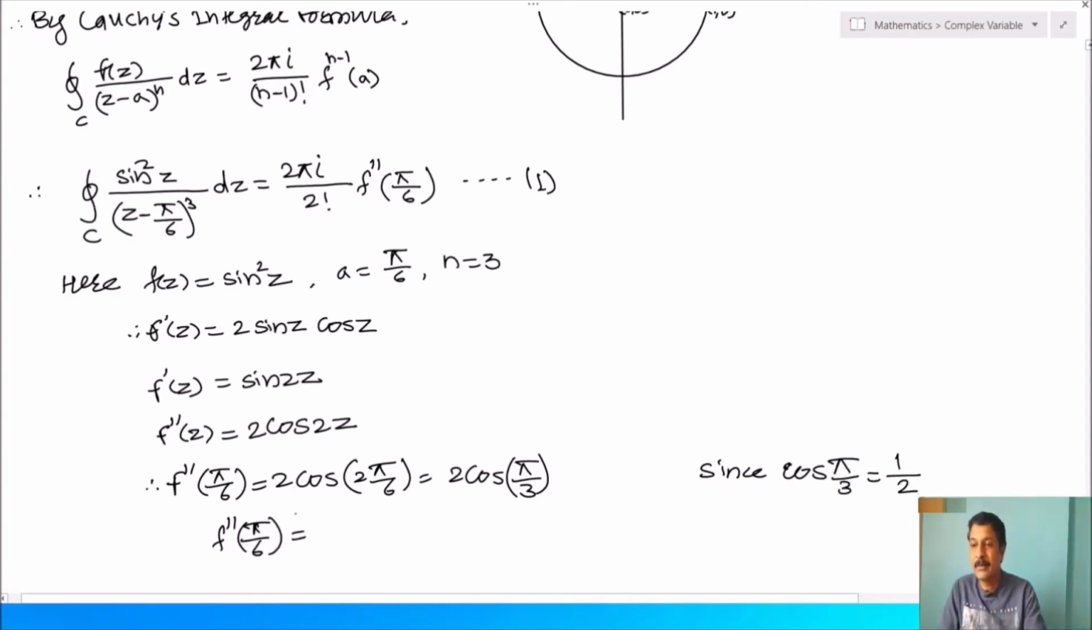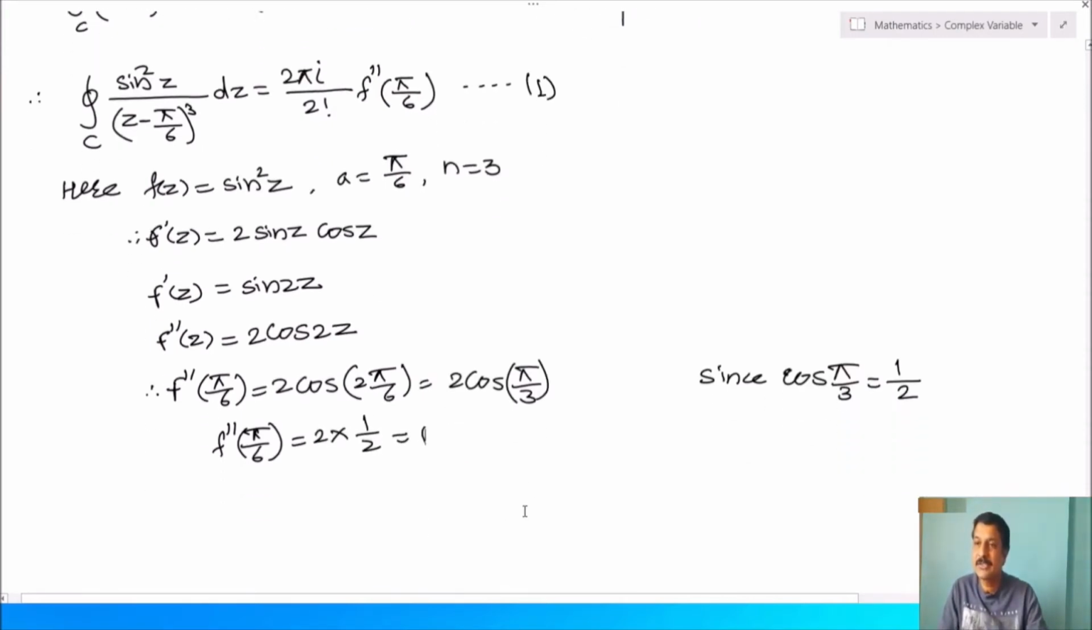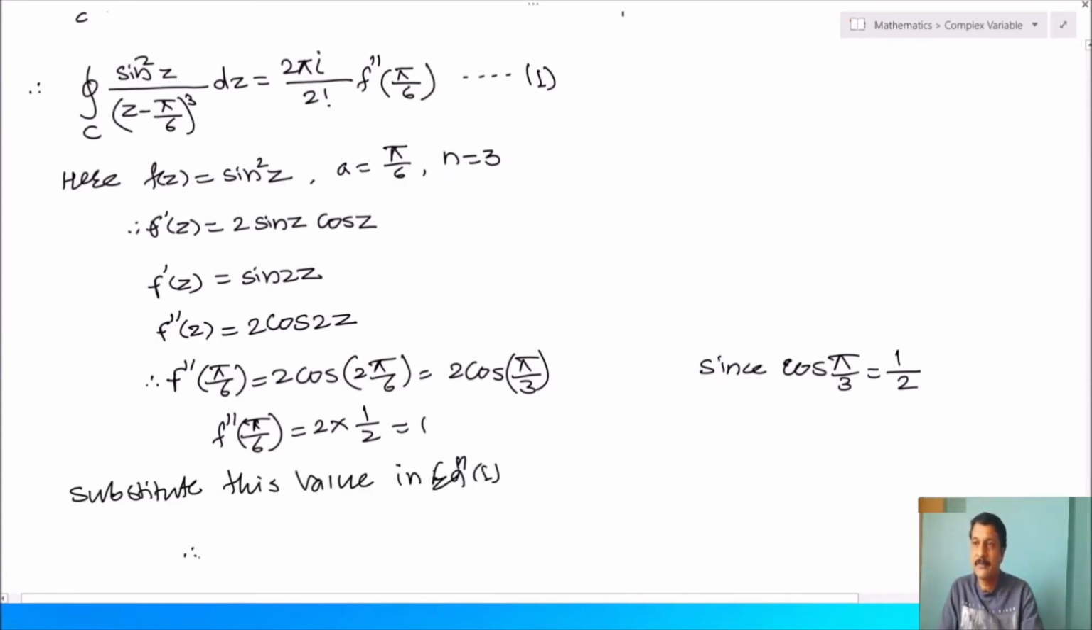So, therefore, f double dash of pi by 6 equals 2 into 1 by 2, which is equal to 1. Substitute this value in equation 1. Therefore, we get integration over c sin square z upon (z minus pi by 6) cube dz equal to 2 pi i upon 2 factorial, means 2 into 1.